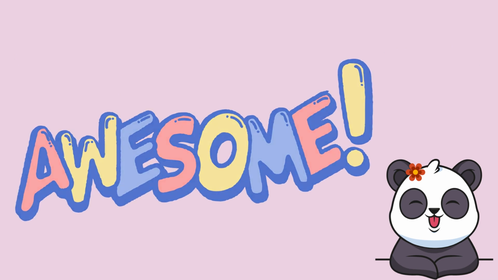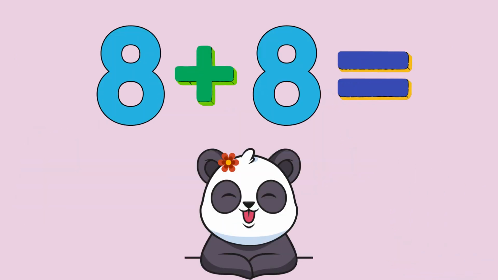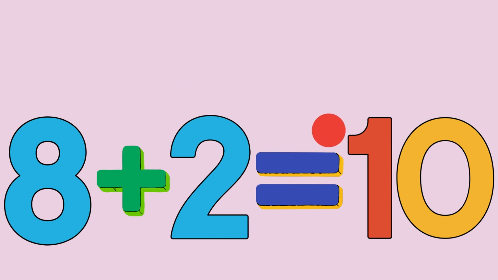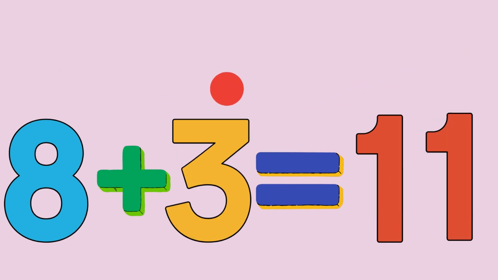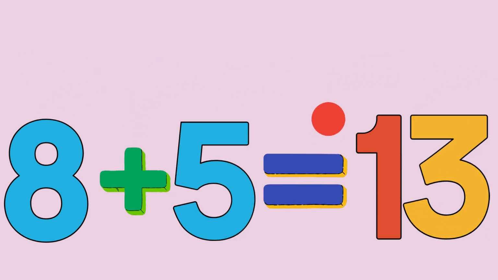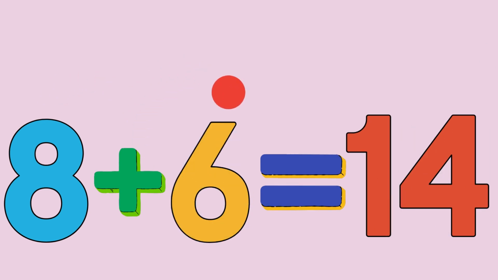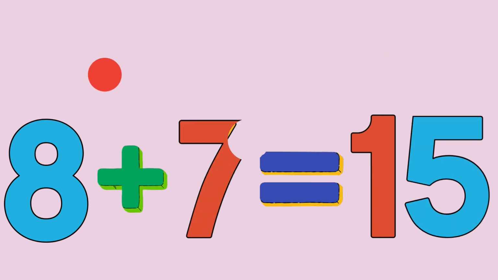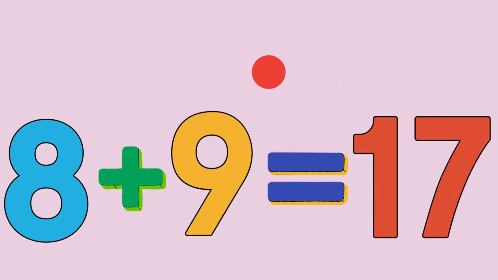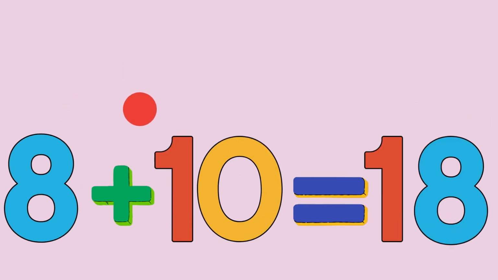That's awesome. Let's do table 8. 8 plus 1 is 9. 8 plus 2 is 10. 8 plus 3 is 11. 8 plus 4 is 12. 8 plus 5 is 13. 8 plus 6 is 14. 8 plus 7 is 15. 8 plus 8 is 16. 8 plus 9 is 17. 8 plus 10 is 18.